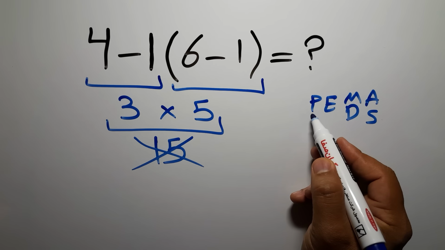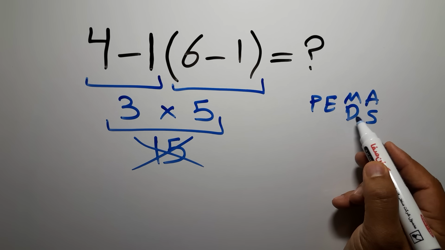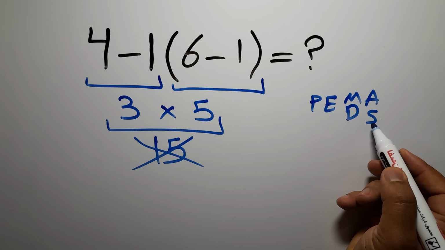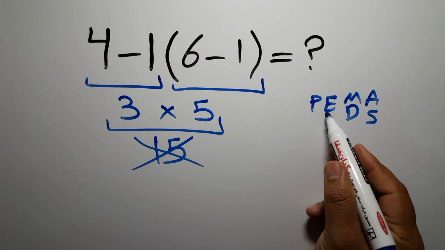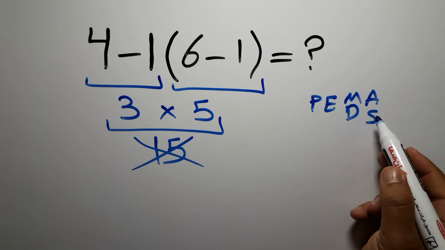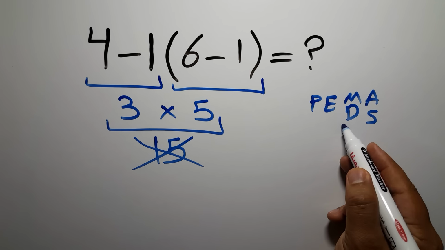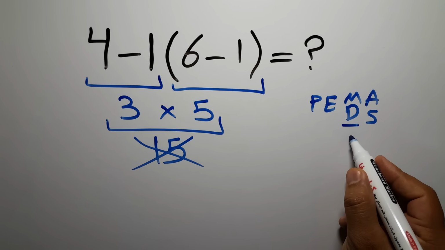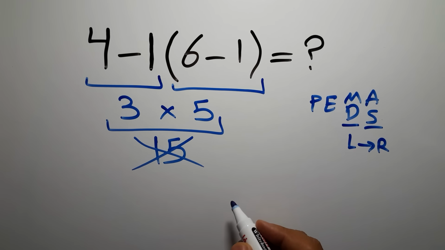P stands for parentheses, E stands for exponent, M and D stand for multiplication and division, and A and S stand for addition and subtraction. First we have to do parentheses, then exponents, then multiplication or division, and finally addition or subtraction. And remember that multiplication and division have equal priority, and we have to work from left to right, and the same applies to addition and subtraction.